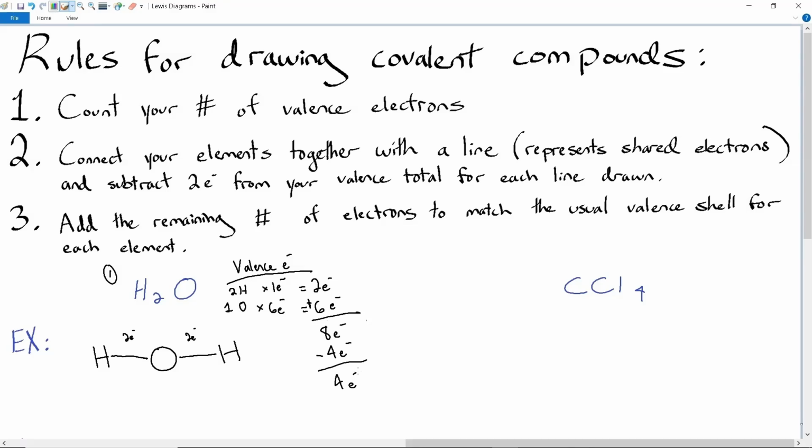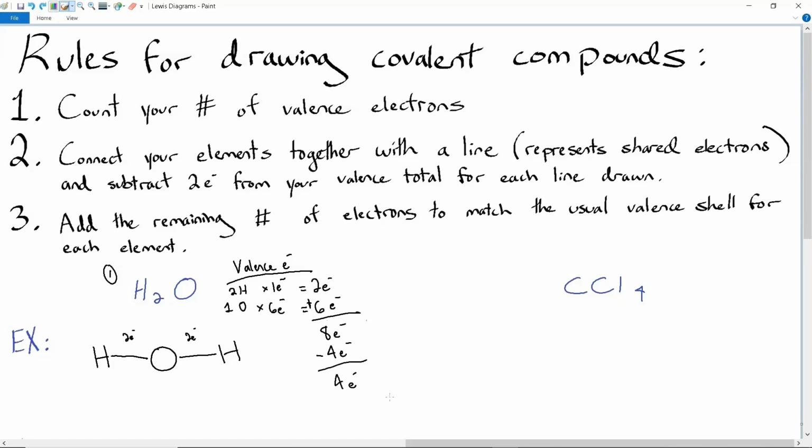Rule number 3 says, add the remaining number of electrons to match the usual valence shell for each element. What do I mean by that? Well, let's take a look at hydrogen first. It started off with 1 electron, and it's attached to 1 line. So that looks good, because the 1 electron that hydrogen started with is being represented in this line as it's being shared with oxygen. So that's okay.